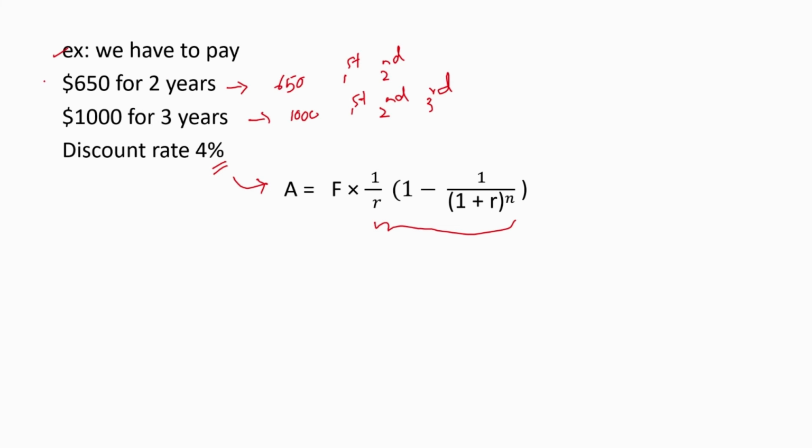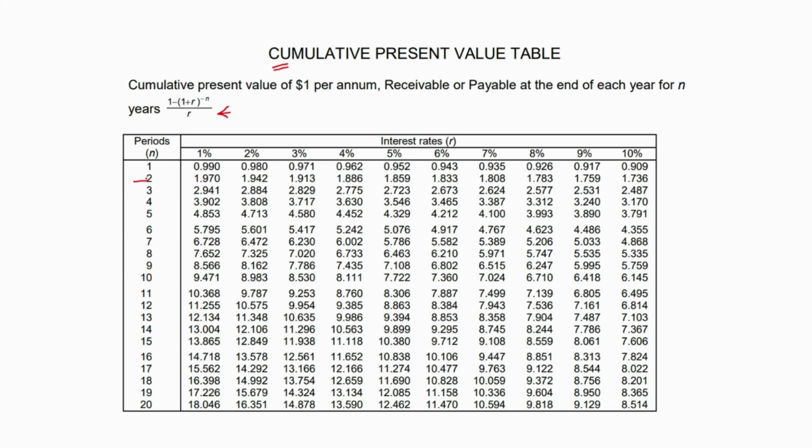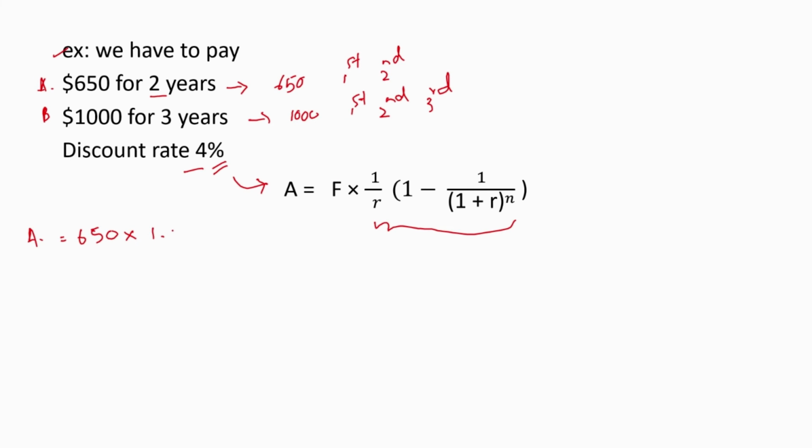Now let's calculate the present value of these annuities. For option A, present value of the annuity equals 650 multiplied by the annuity factor. Let's find the annuity factor by referring to the cumulative present value table. So the discount rate is 4 and the number of years are 2. So number of periods are 2 and the percentage is 4. So this will be the annuity factor, 1.886.